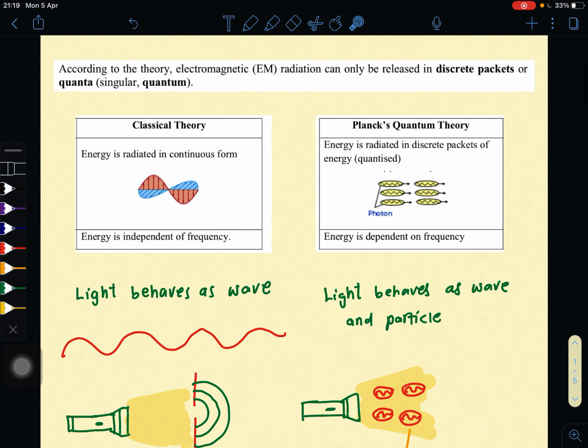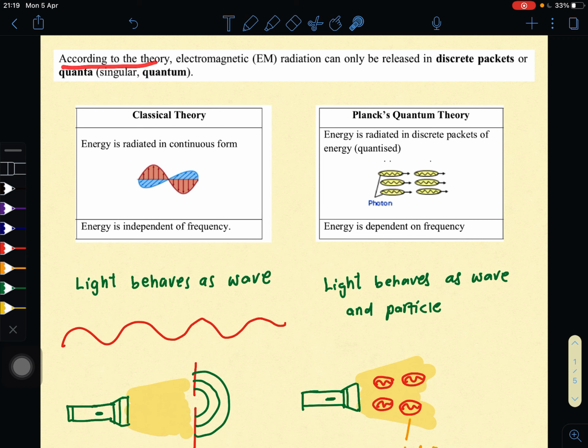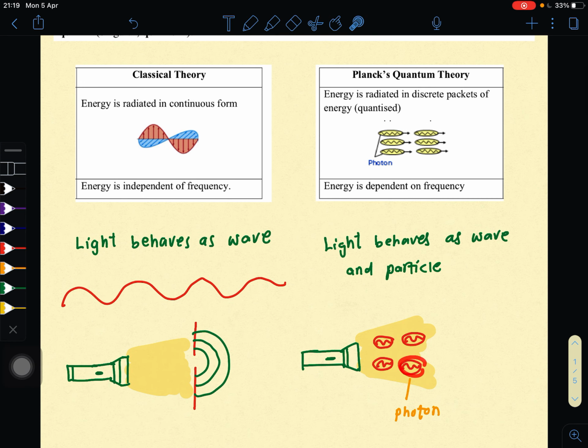So now let's read here. According to the theory, electromagnetic radiation, which is the radiation from the light, can only be released in discrete packets. This is what we call discrete packets or quanta, and the singular is quantum. So a single packet we call a quantum. So remember, each of these packets we call a photon.